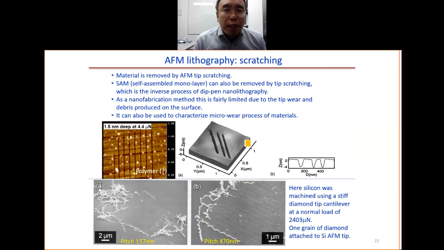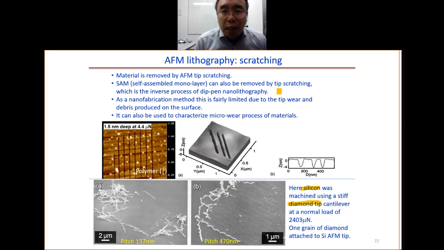We can also do the scratching process. In this case, we have the tip, we drag along the surface, and we apply some force. With this polymer, we can have a 1.5 nanometer deep scratch. We can also scratch into the silicon, but then the tip has to be very hard. The tip material is diamond. You know diamond can scratch into silicon. This is a demonstration that it will work, but obviously there is a limit.